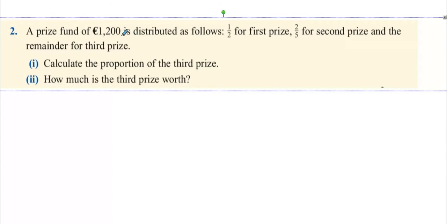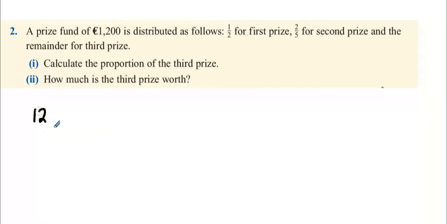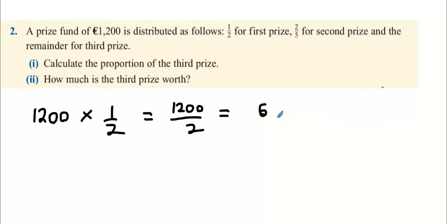A prize fund of €1,200 is distributed as follows. And the remainder goes to the third prize. Well, the quickest and easiest way to do this is to do 1,200 multiplied by a half, which you all know is going to be 1,200 divided by 2, which is €600 for first prize.